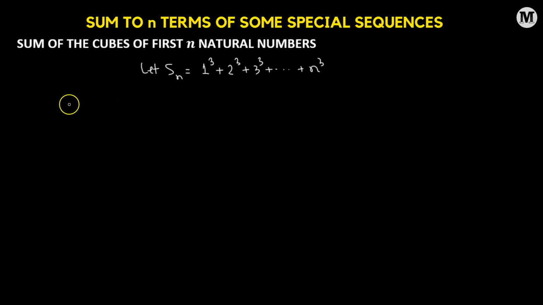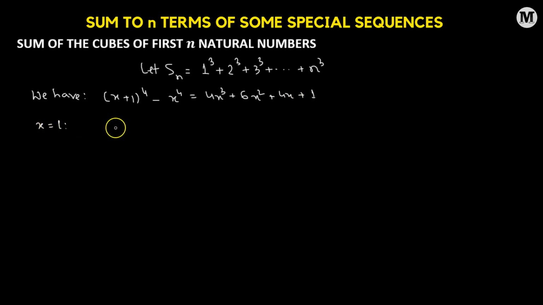Now, what we'll do is use the same identity. So we are going to use x plus 1 raised to the power of 4 minus x raised to the power of 4. And when we expand it, it is going to give us 4 times x cubed added to 6x squared plus 4x plus 1. We're going to use this particular identity. We'll start with x equals 1. So that's going to give us 1 plus 1, that means 2 raised to the power of 4 minus 1 raised to the power of 4.